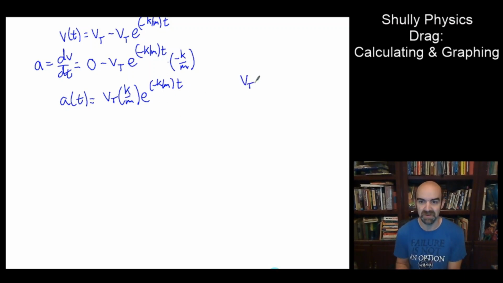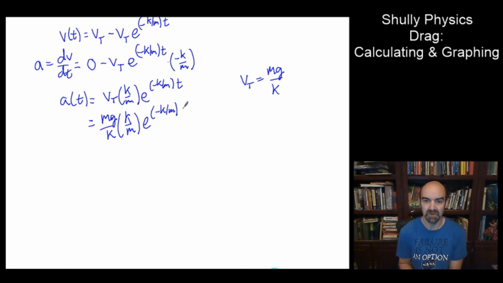Do you recall that v_t is equal to mg over k? The terminal velocity. And what is that? That's a bunch of junk in there, okay? But it's not really junk. It's important. However, if we substitute this back in as mg over k, you'll notice that we've got a k over m multiplying right there.